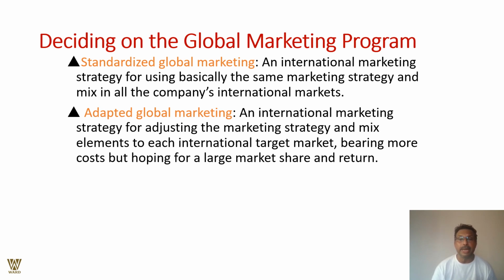Adapted global marketing is a strategy for adjusting the marketing mix elements of each international target market, bearing more cost but hoping for a large market share in return. That is what we are talking about. Look at what McDonald's is doing. McDonald's is serving beer in the German market.